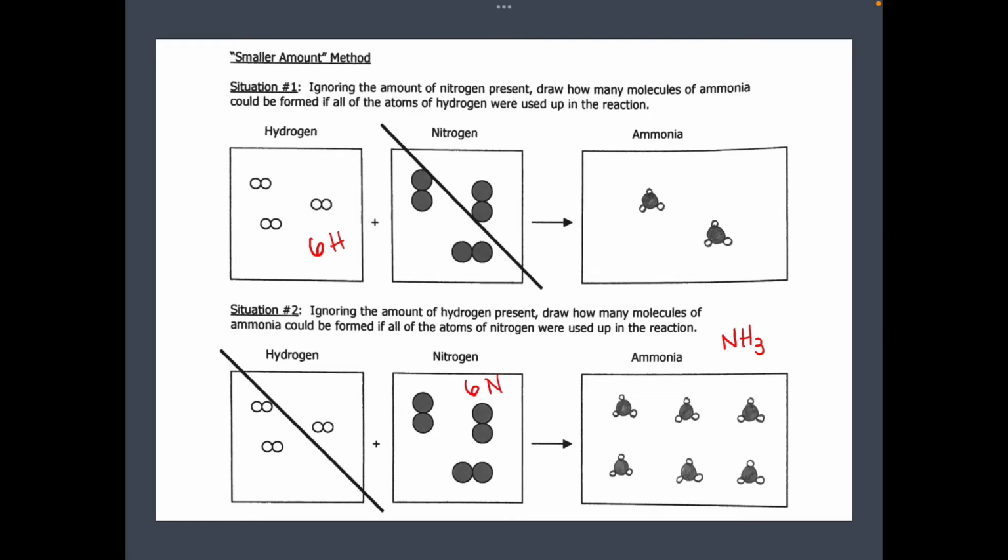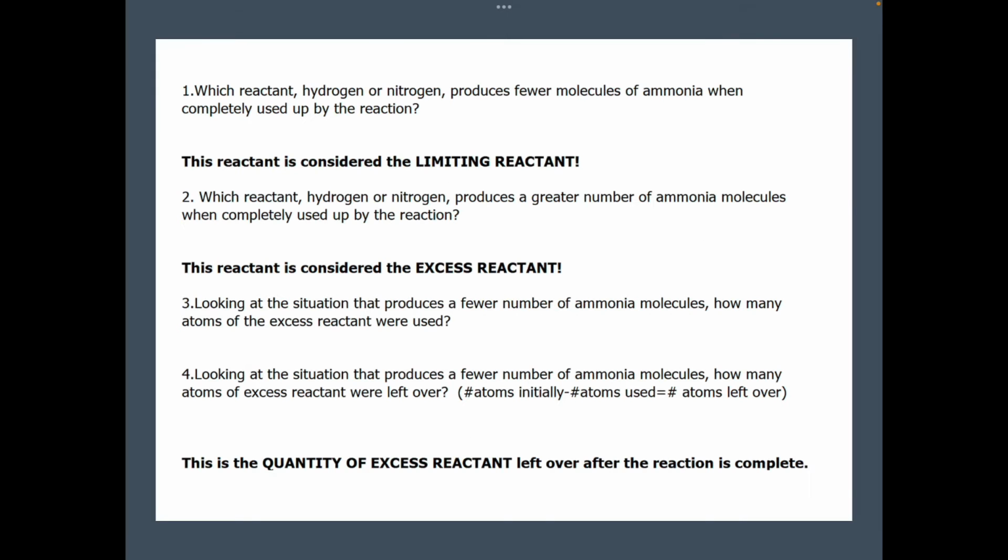This is essentially a different way of thinking about how we did the previous problem. In situation 1, we said, if hydrogen is our limiting reagent, how much ammonia could we make? Our answer was 2 ammonia molecules. In situation 2, we said, if nitrogen was limiting, how much ammonia could we make? And the answer was 6 ammonia molecules. So this is a different way of thinking about the same calculation that we were doing in the previous problem. But this is actually going to be really similar to the way we do this mathematically in chemistry.